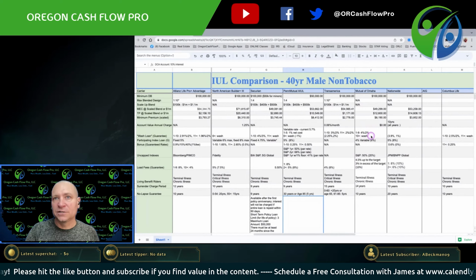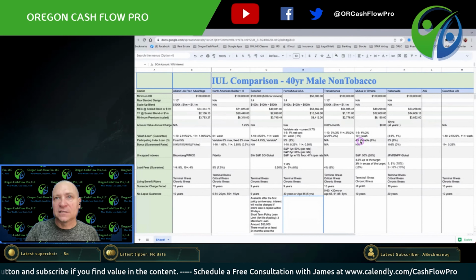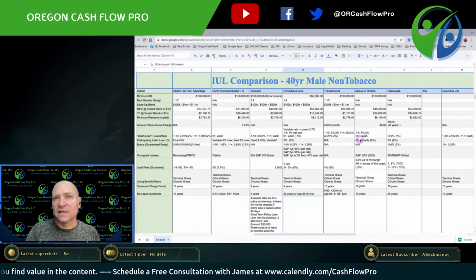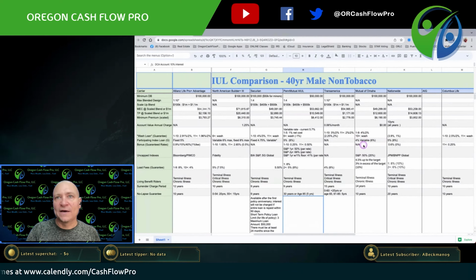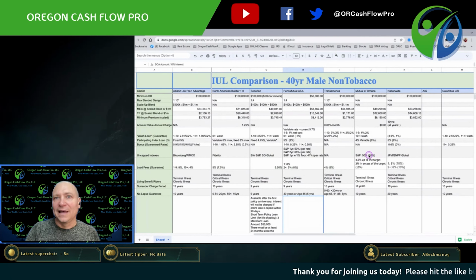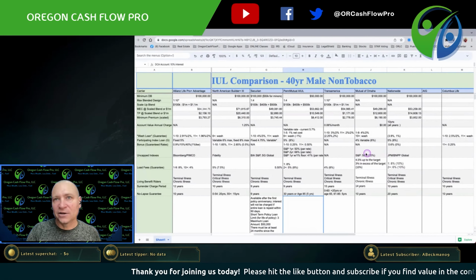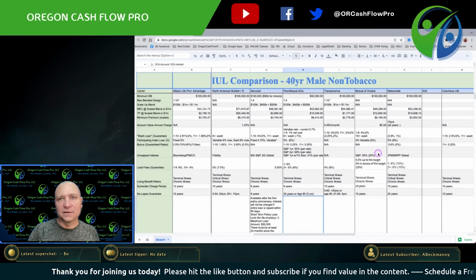We have a guaranteed wash. Their participating index loan is currently 4%, but it could go up to 6%. So it's a good rate to start with, but it could go up to 6%. They don't have a bonus. Their uncapped index option is an S&P with a 50% participation rate, and they could reduce that participation rate down to 20%. So that is not a good uncapped index option in my opinion.